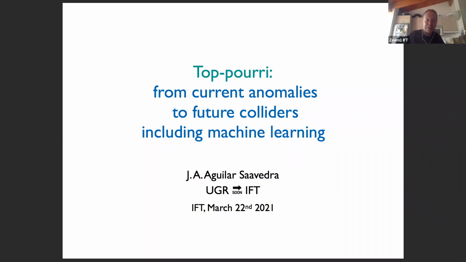Today we have Juan Antonio Aguilar Saavedra with us, who has been visiting the IFT already for 1 year. And if nothing strange happens, then he will join us at the IFT within a year or so with one of the positions that were given recently. And he is very well known as an expert, among other things, for top physics. And this is what he will talk about today.